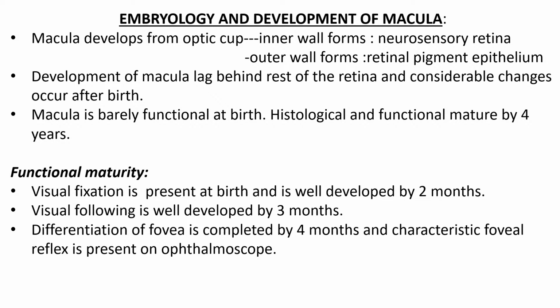Development of macula lags behind the rest of the retina and considerable changes occur after birth. Macula is barely functional at birth. Histological and functional maturity occur by 4 years. Functional maturity: visual fixation is present at birth and is well developed by 2 months. Visual following is well developed by 3 months. Differentiation of fovea is completed by 4 months and characteristic foveal reflex is present on ophthalmoscope.